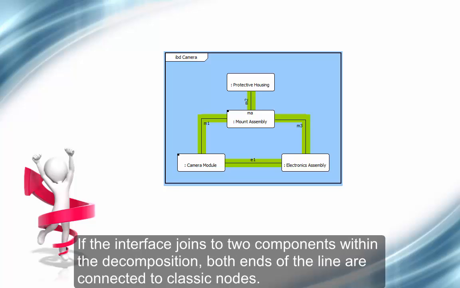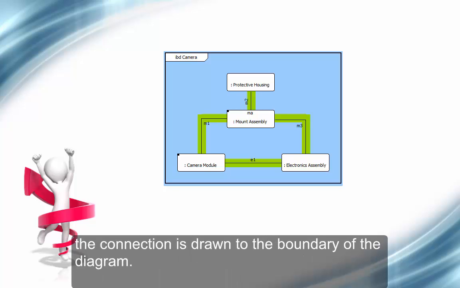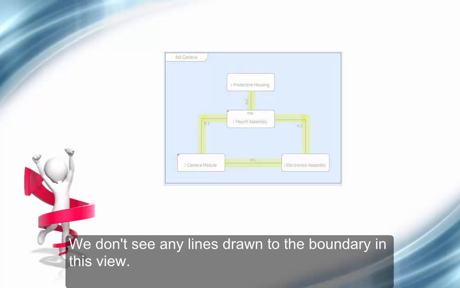If the interface joins to two components within the decomposition, both ends of the line are connected to classic nodes. If one end of the interface exists outside the composition of this component, if the interface is an external interface, the connection is drawn to the boundary of the diagram. We don't see any lines drawn to the boundary in this view.